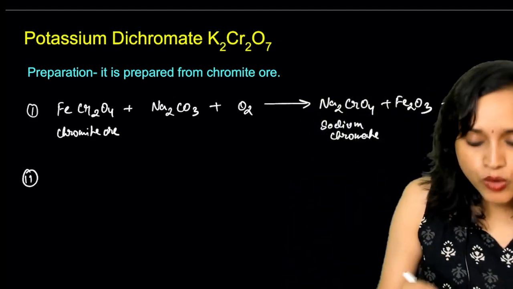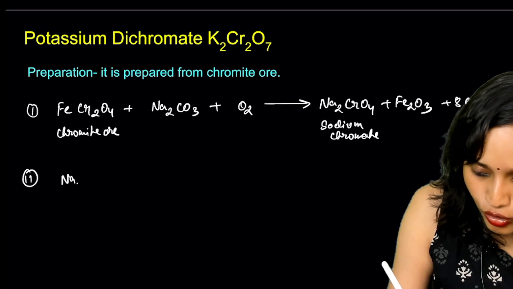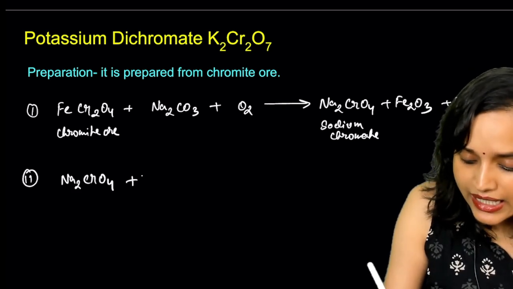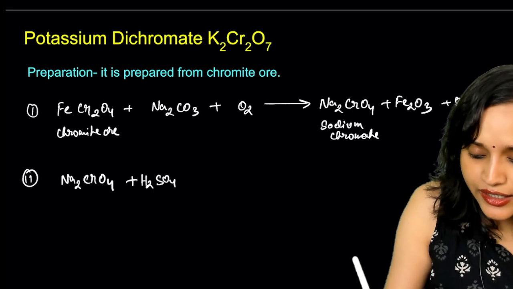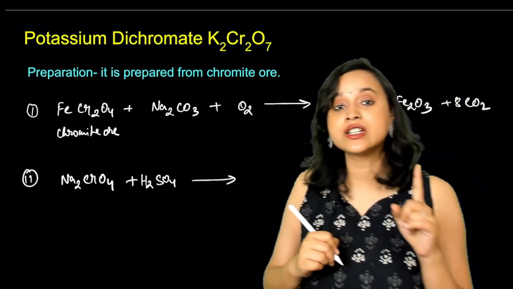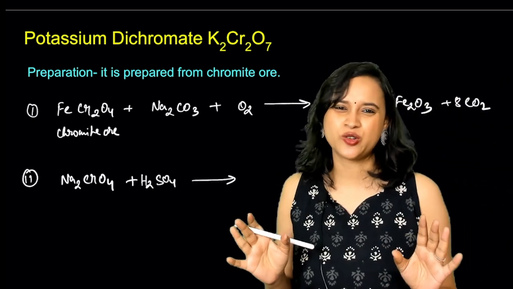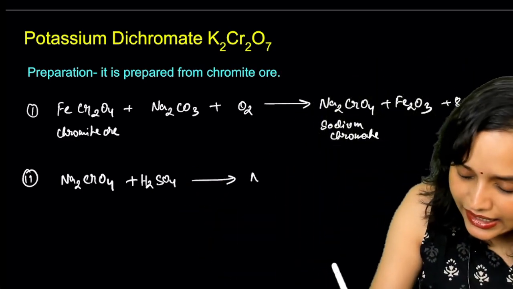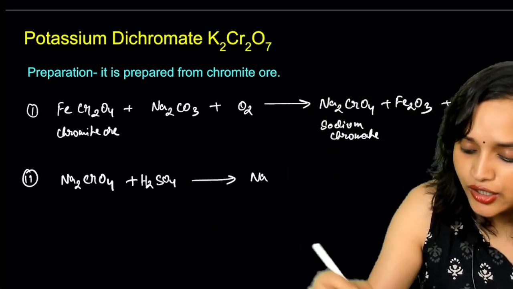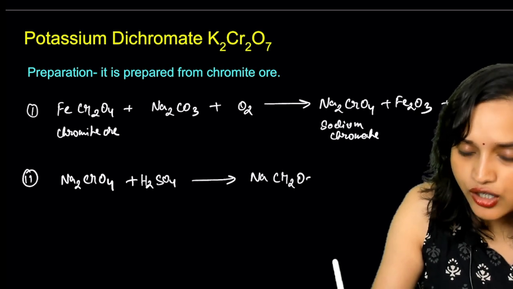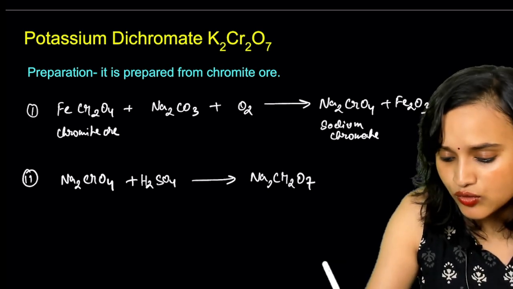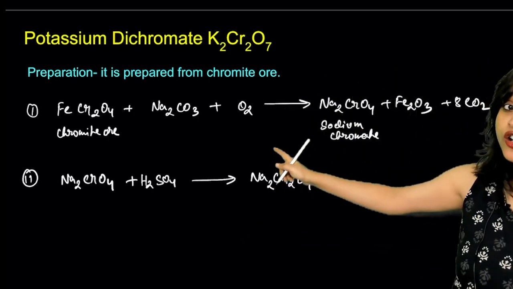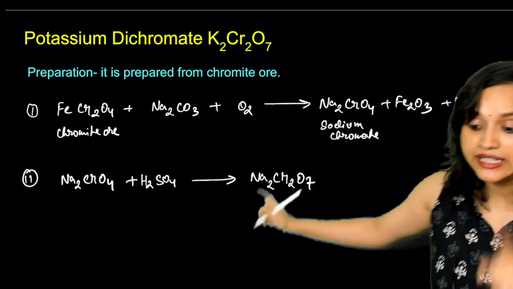Is that something that I am expecting to do? Yes. So now what I am going to do is, let's take the chromate, Na2CrO4. Now with this, if I add sulfuric acid, you understand what will happen? What will sulfuric acid do? Sulfuric acid is not doing anything. It is just giving it an acidic environment. Now in the acidic environment, it is going to turn into Na2Cr2O7. Yes. Lo and behold, we have our dichromate now.